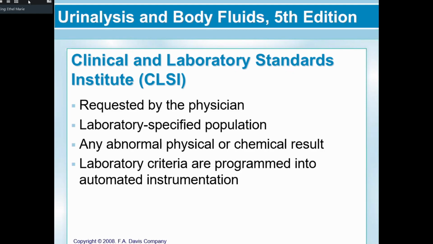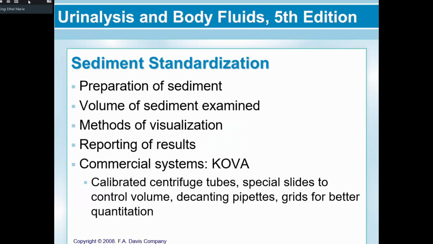Any abnormal physical or chemical results, that is, from our macroscopic screening. It says that when we see abnormal results in our physical or chemical exam, we have to examine the urine under the microscope. And what else? Laboratory criteria are programmed into automated instrumentation. Some laboratories have automated instruments that are pre-programmed to determine the need for microscopic examination.